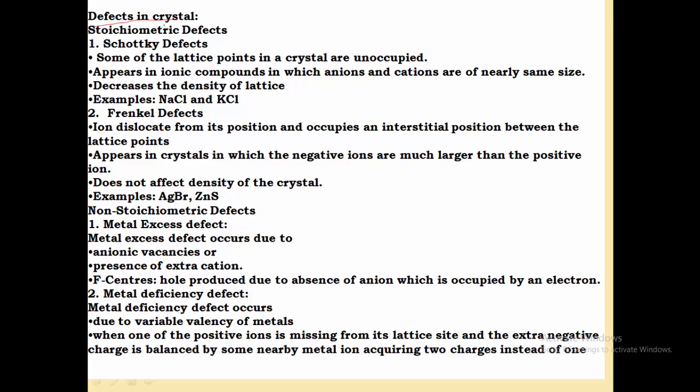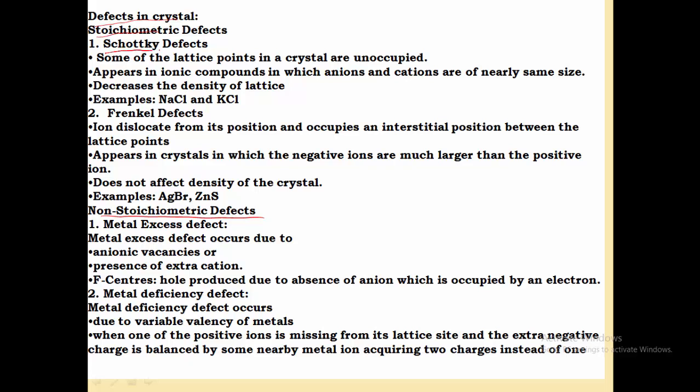And there are different types of crystal defects, and here I have discussed some important defects only. Those are stoichiometric defects and non-stoichiometric defects. These two things I have discussed here. So first we will see stoichiometric defects.